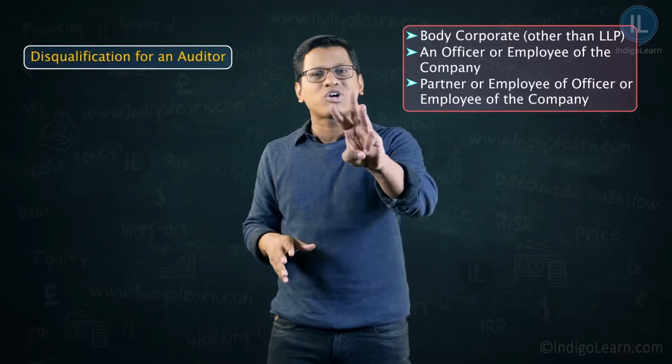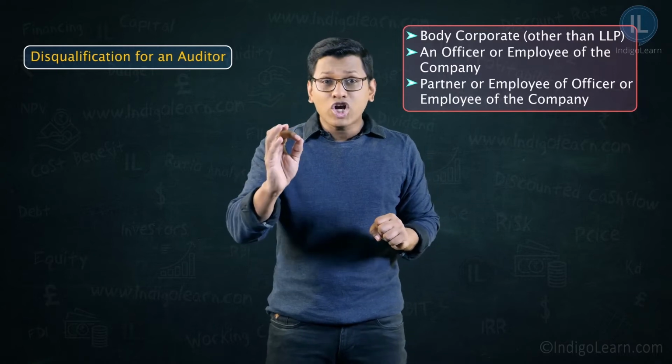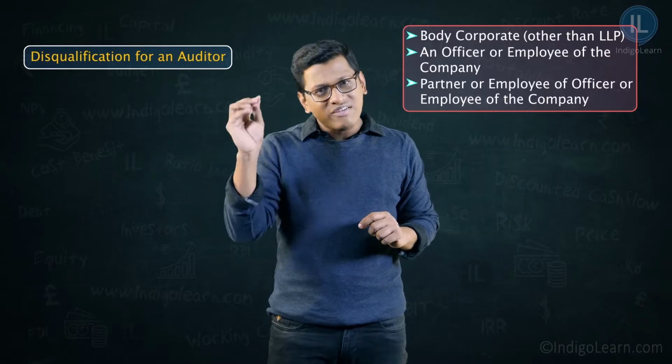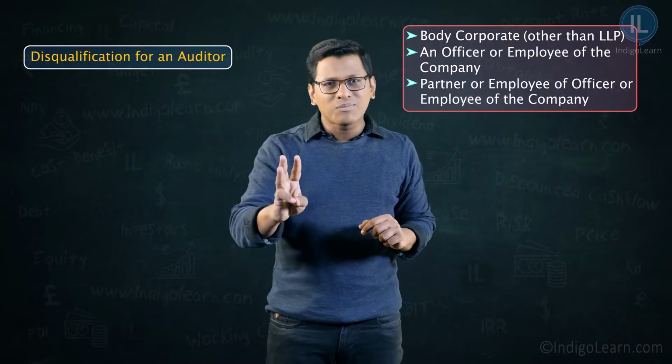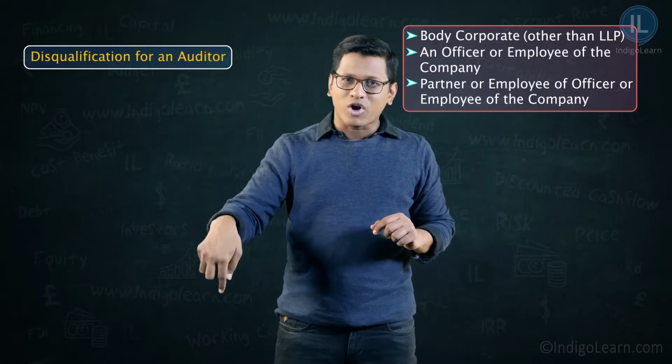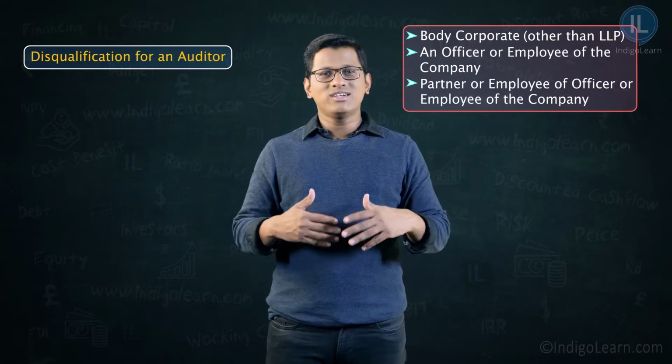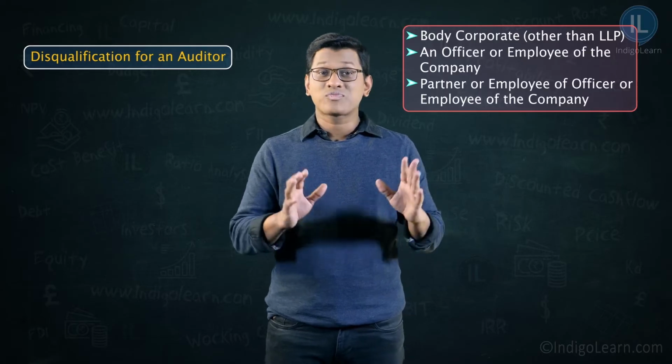So friends, till now we spoke about three disqualifications. Body corporate other than LLP, disqualified. Then second point, officer or employee, disqualified. Third point, partner or employee of officer or employee, disqualified. Let us now go into the next set of disqualifications.